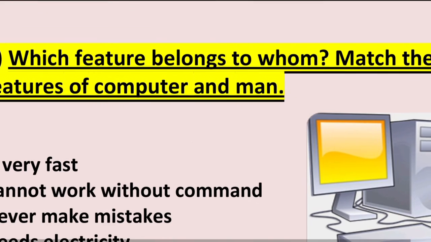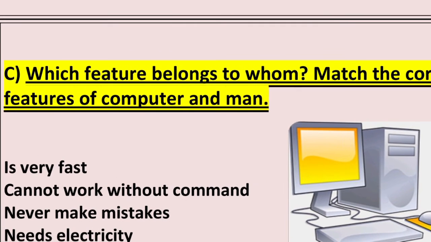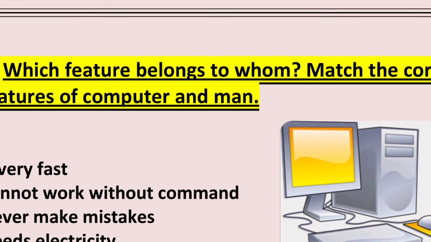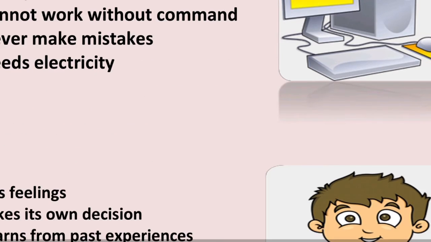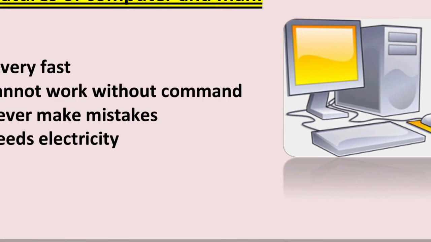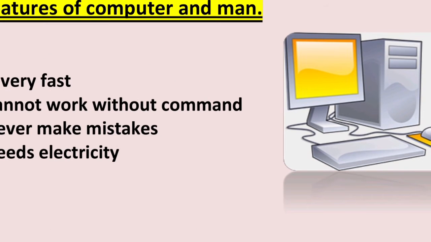Now come to the C part. Dear students, B part we will do in the next class. They are the question answers. Okay, come to the C part. Which feature belongs to whom? Match the correct features of computer and man. Some points are given to you and 2 pictures are there of computer and man. You have to match with the correct one.